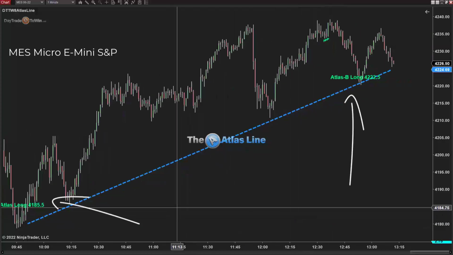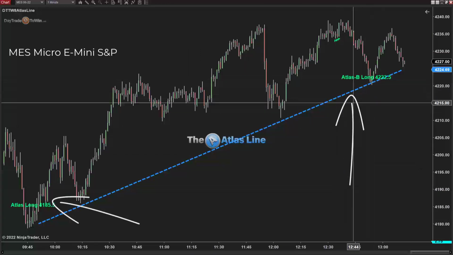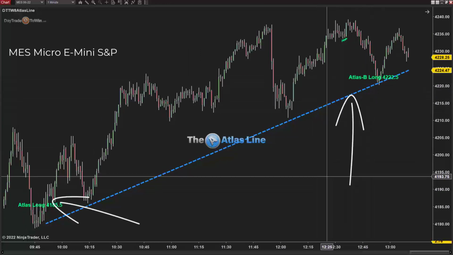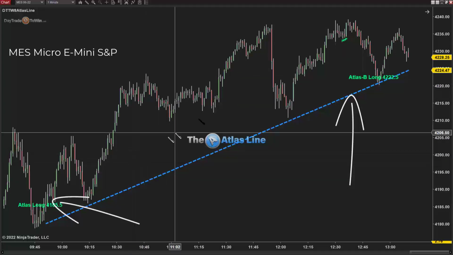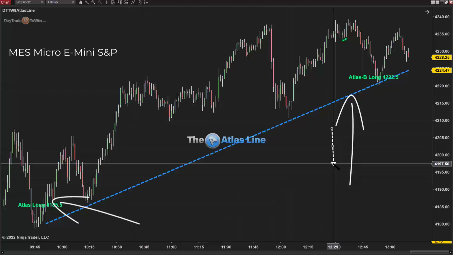The actual software provides you these signals, both pullback, strength trades, as well as bounce trades. You can turn them on or off. And though we have here all long opportunities, there are no short opportunities. Only if the market drops below the Atlas line will you see short opportunities.